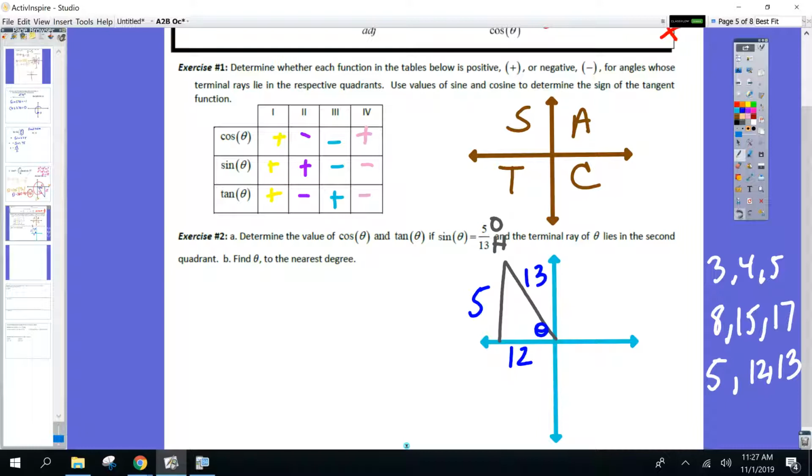All right, before I was interrupted there, 12. All right, you guys go ahead. Find cosine and tangent now. Now that we have all 3 sides, find cosine and tangent. Go ahead. Still using SOHCAHTOA?